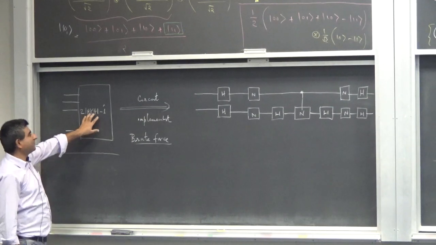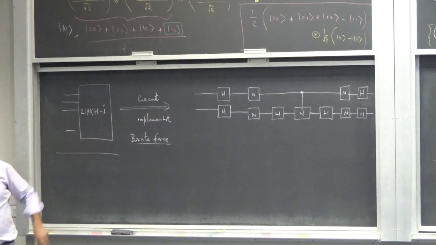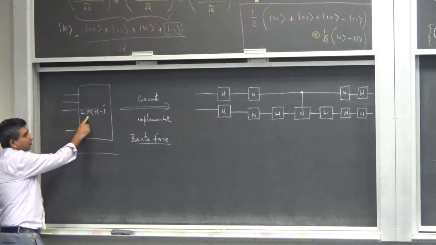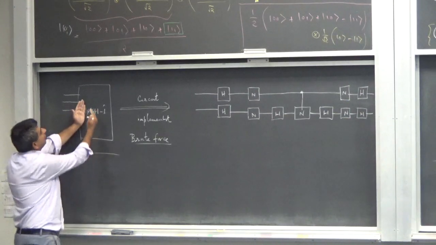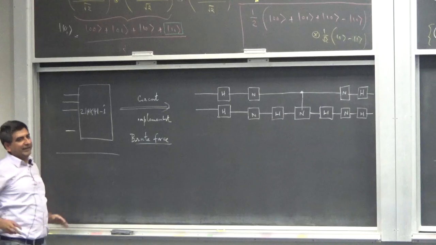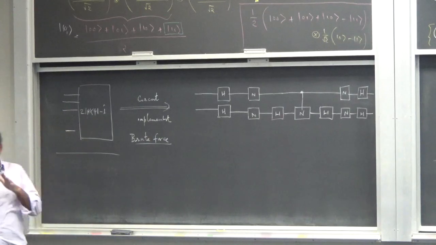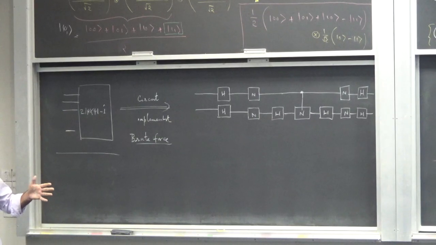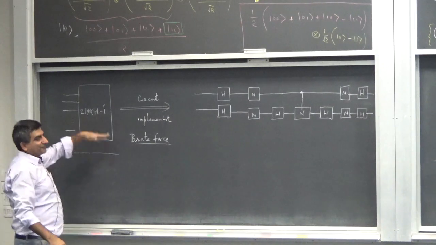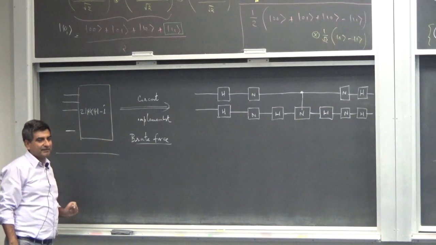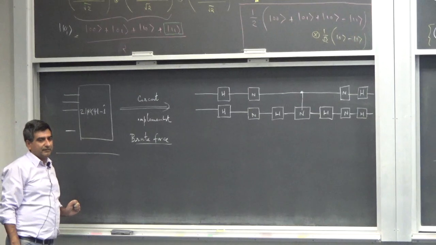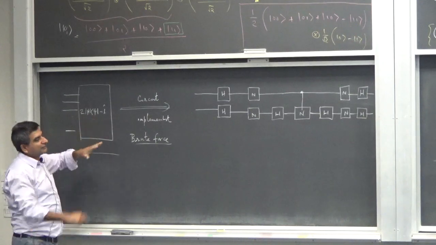Can you immediately tell me what the matrix for this is going to look like? This is an equal superposition of all states. So what does this outer product look like? It's a 4 by 4 matrix. All of them will be ones, right? And this is 2 times that, right? So it's all ones.